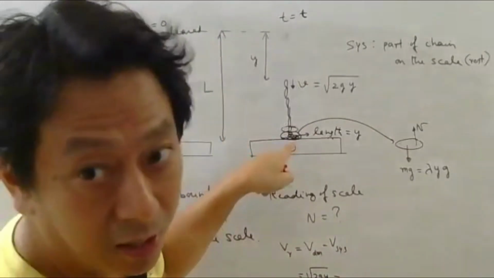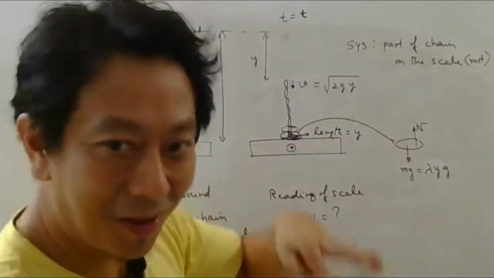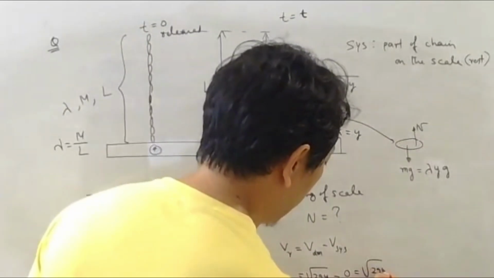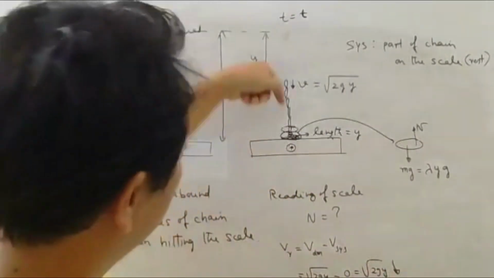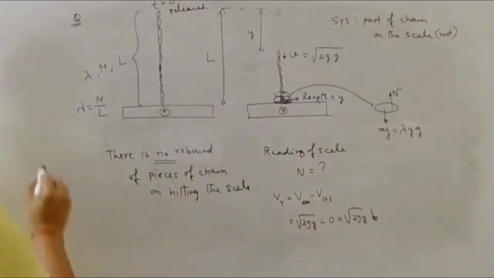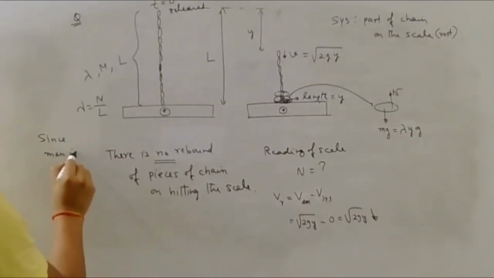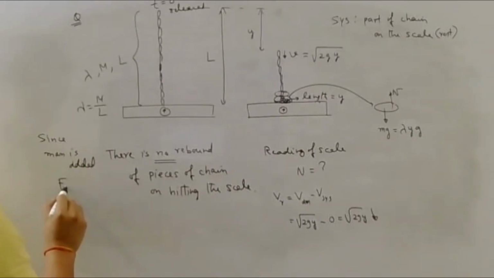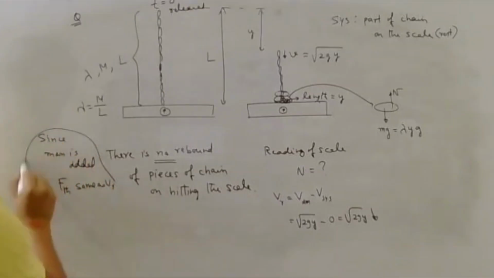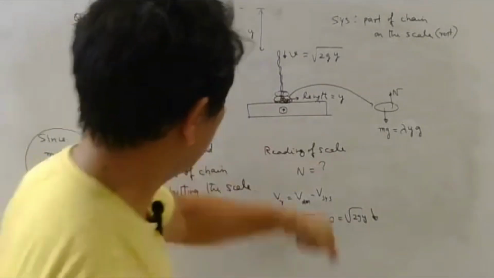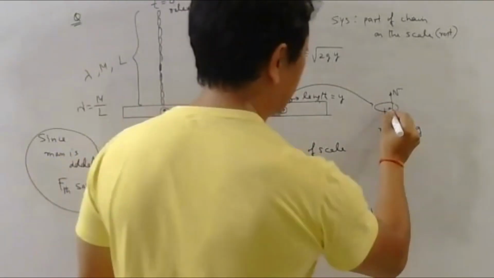The system is at rest at that moment, the part which is already on the scale. So this is root of 2gy. Where is it? Down. So since mass is getting added, thrust force will be in the same direction as the relative velocity. So where is the relative velocity? Down. So thrust force will also be down.